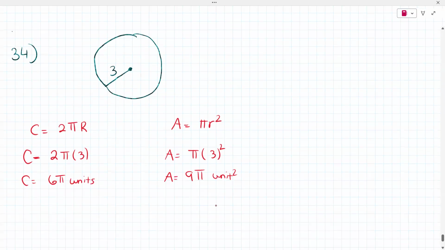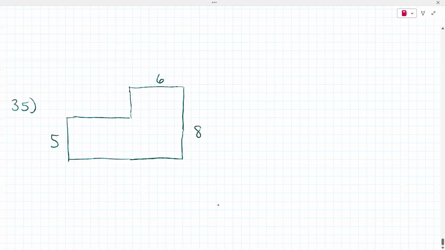Okay, let's move on to 35. So we have to find the perimeter and somehow the area. And this is all they give us, right? So we kind of have to find, oh, this should be 11 right here. Yeah, so we have to find this distance and this distance. We'll call this distance right here x, and then this distance here y.